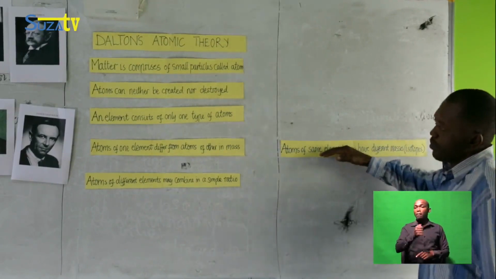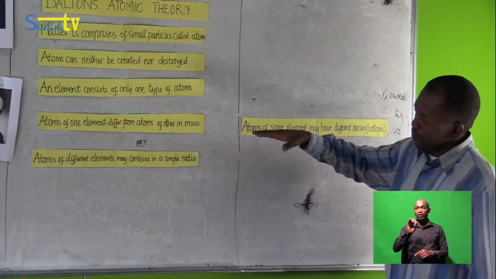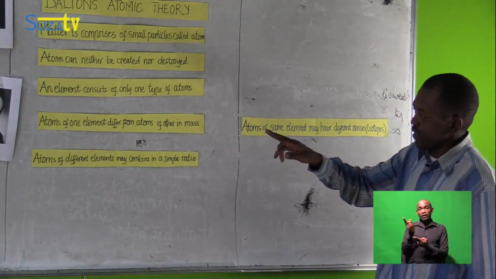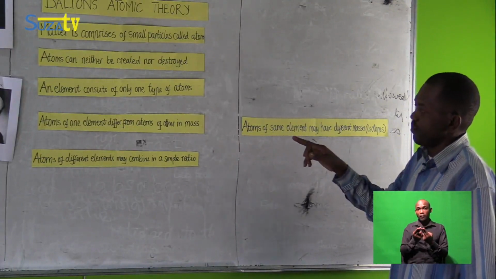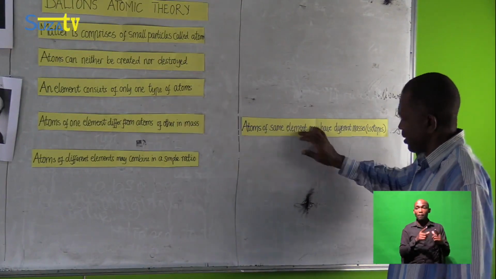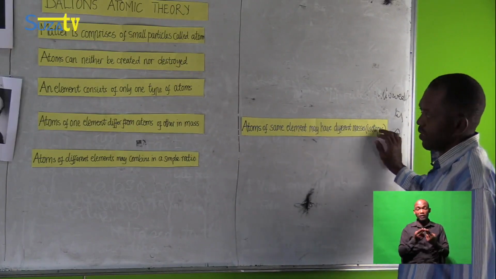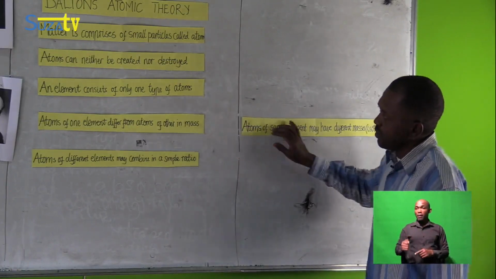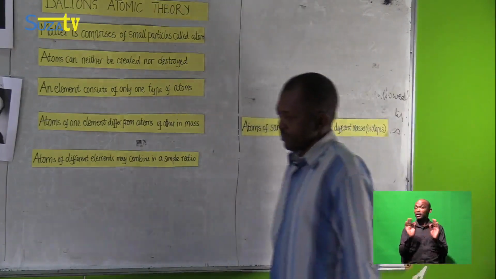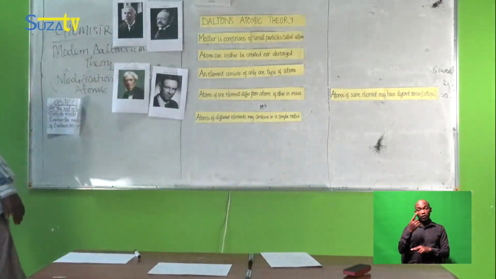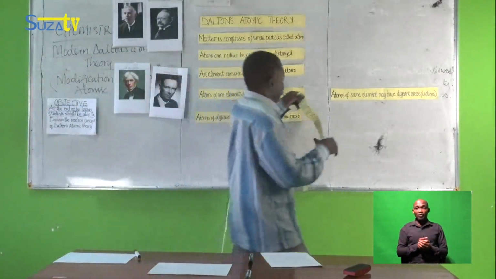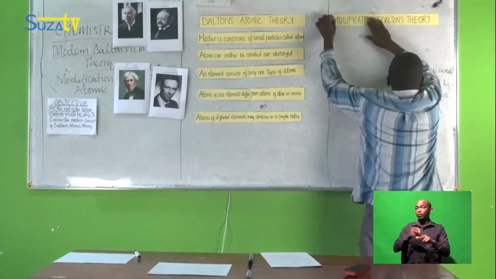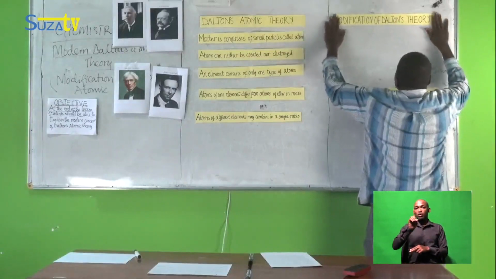So the modification of this postulate, this may match over here. Atoms of one element differ from atoms of another element in mass, but atoms of the same element may have different masses. So do you think it is clear to put it over here? So we shall see. Let's put the heading there. Now we are in modification of Dalton theory.